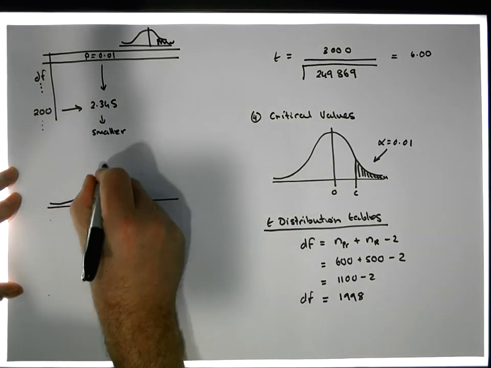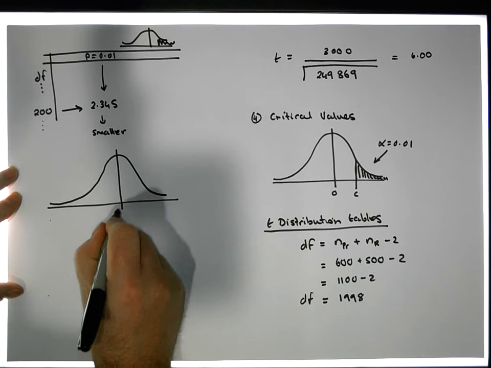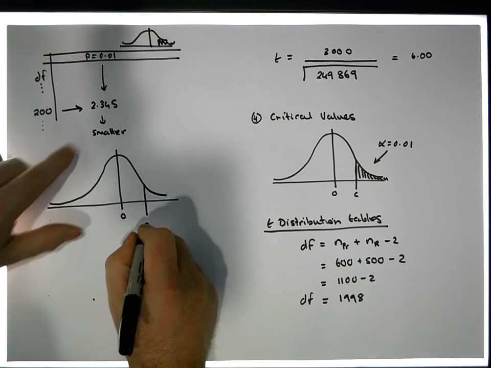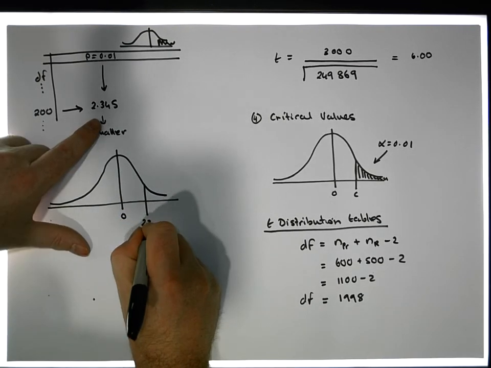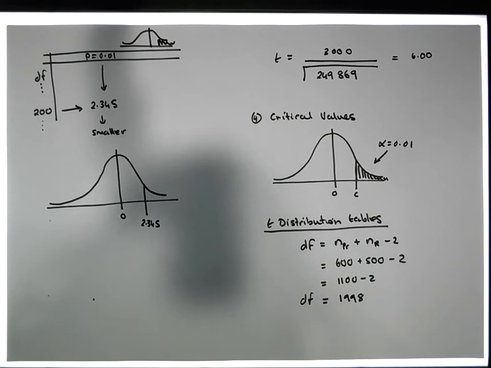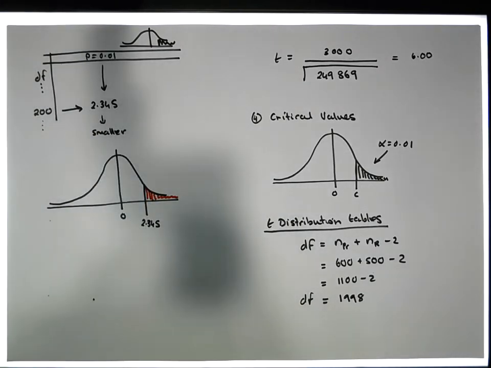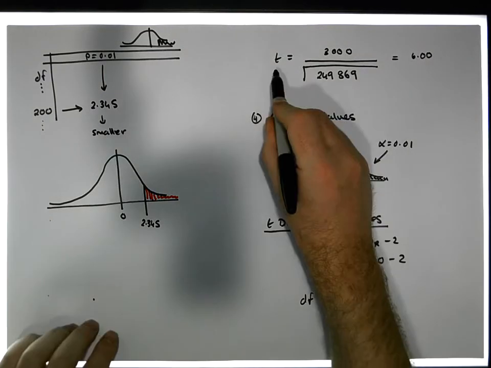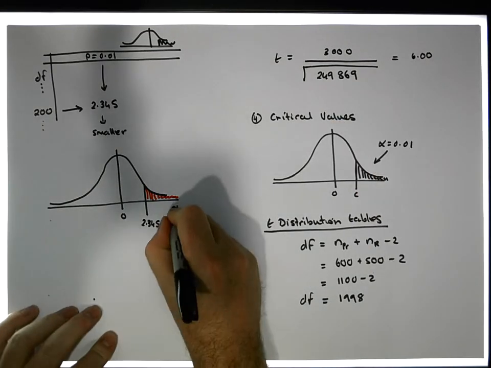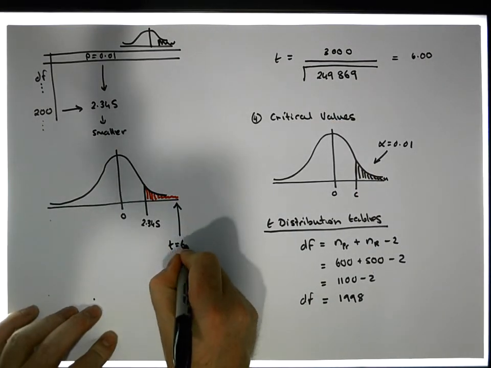But the important thing that we have now, from a distribution perspective, is 0, and here's our critical value, 2.345. There's our rejection region here. And actually what we now know is that our test statistic is 6. So our test statistic t is equal to 6.00, which is falling into the rejection region.